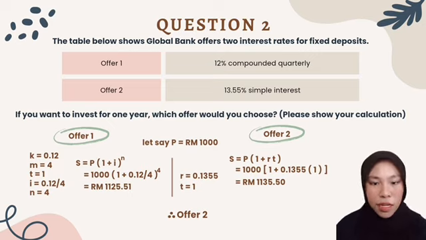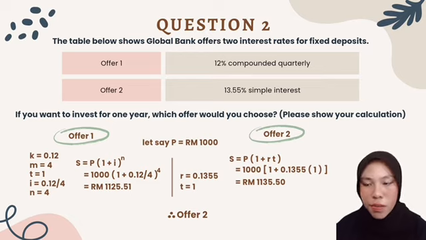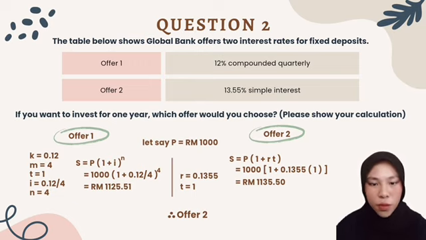For offer 2, we list the R and T using the formula of simple interest. We substitute the P, R and T, and then using the calculator, we will get 1,135 ringgit 50 cents. So comparing between both of these offers, the accumulated value of offer 2 is higher than offer 1. So we will choose offer 2.